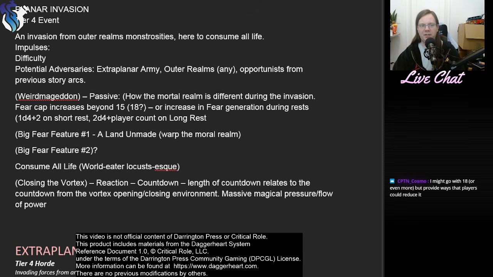Captain Cosmos says, I might go with 18 or even more, but provide ways that players could reduce it. That is very interesting.